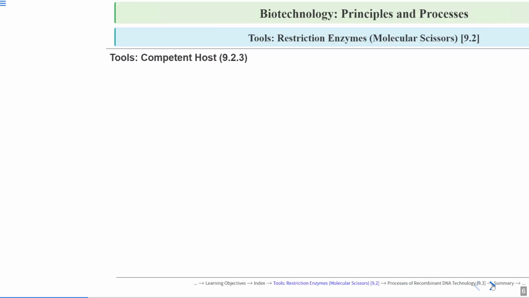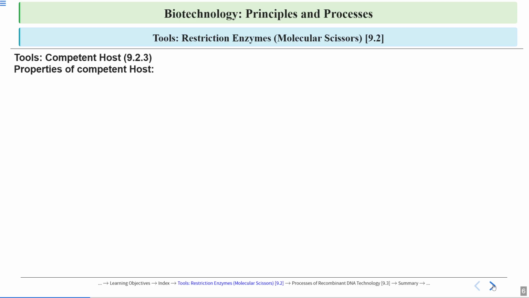So next. What should be the properties of this competent cell? It should show very high transformation efficiency. Here, high transformation efficiency means that if we have, say, 20 cells, then from those 20 cells at least 50, 60, 70% of cells should transform. So the efficiency should be very high.